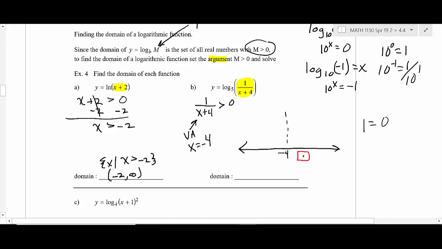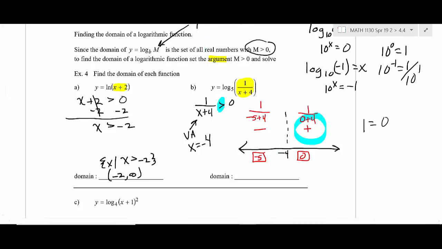Take a number bigger than -4, like 0. Then you'd have 1 over 0 plus 4. That would be positive there. If you took a test point smaller than -4, like say -5, you would have 1 over -5 plus 4. Well, that's a negative number. Okay, so what am I looking for? Where it's positive or where it's negative? Where it's positive, right, because I'm setting it greater than 0.